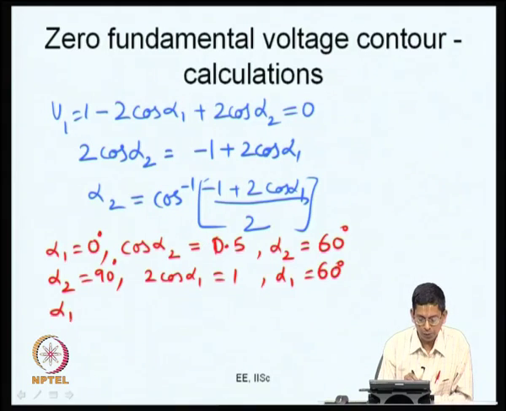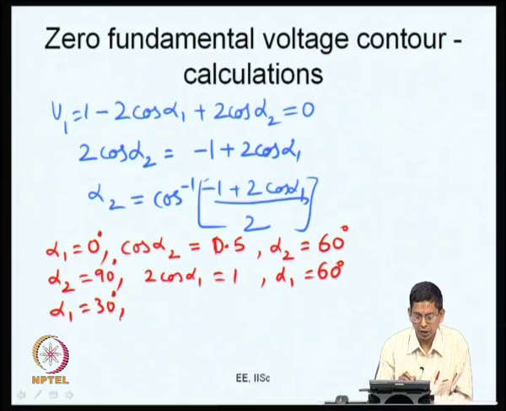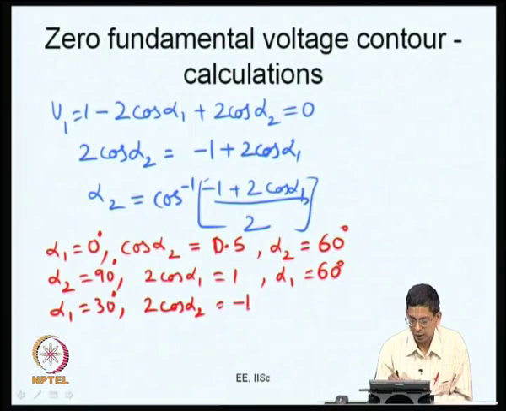One simple value we will substitute is alpha 1 is equal to 30 degrees. When you substitute alpha 1 is equal to 30 degrees, you have your 2 cos alpha 2, and 2 cos alpha 2 is basically minus 1 plus 2 cos alpha 1, that is minus 1 plus root 3, is that right? Alpha 1 is 30, therefore, cos alpha 1 is root 3 by 2, 2 cos alpha 1 is root 3. So, you have minus 1 plus root 3. So, this is 0.732.